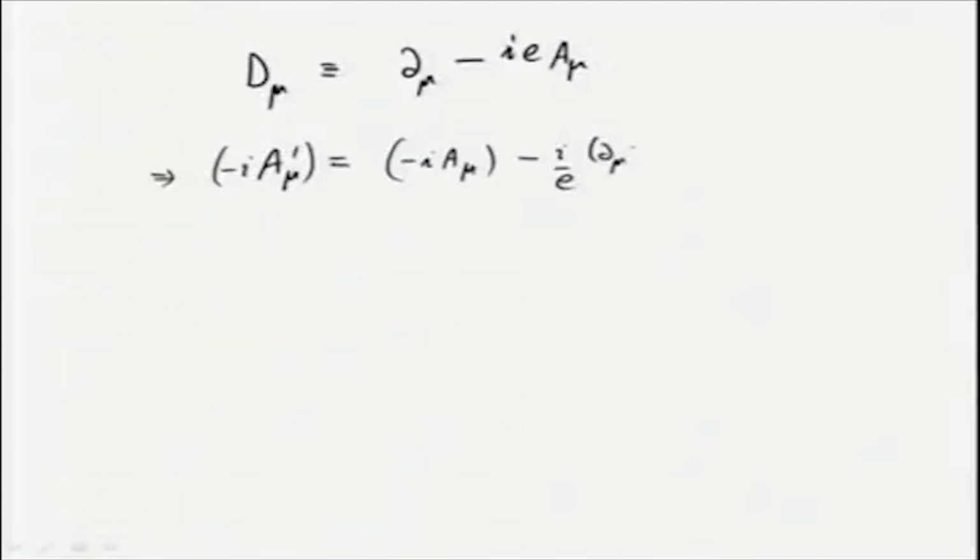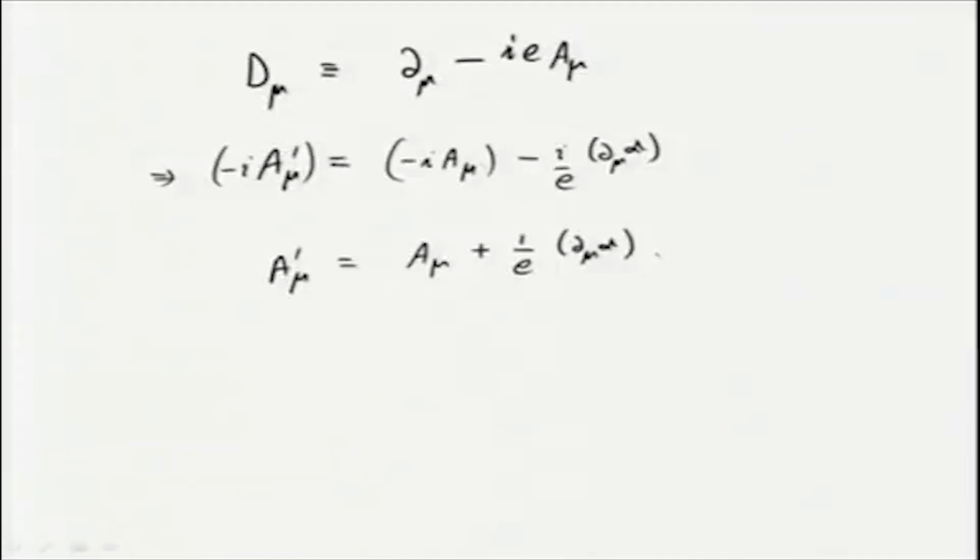dou mu alpha, or I can say that A mu transforms as A mu prime equal to A mu plus 1 over e dou mu alpha.